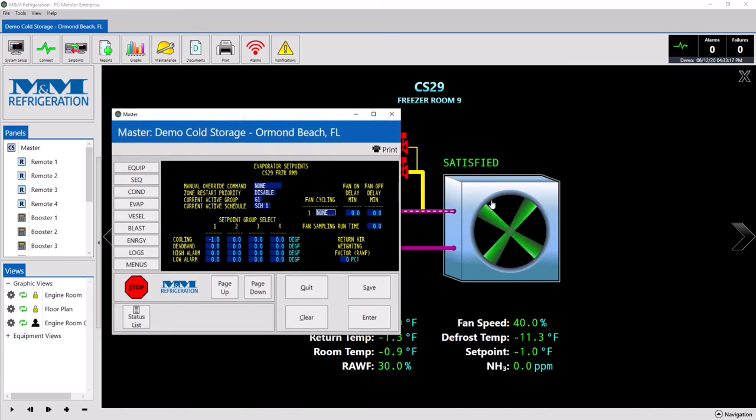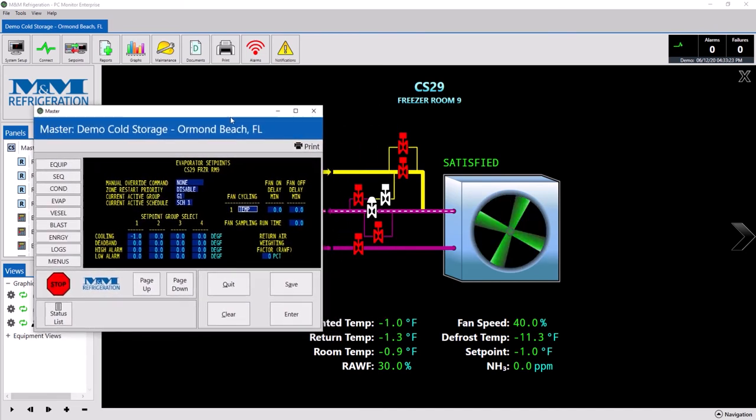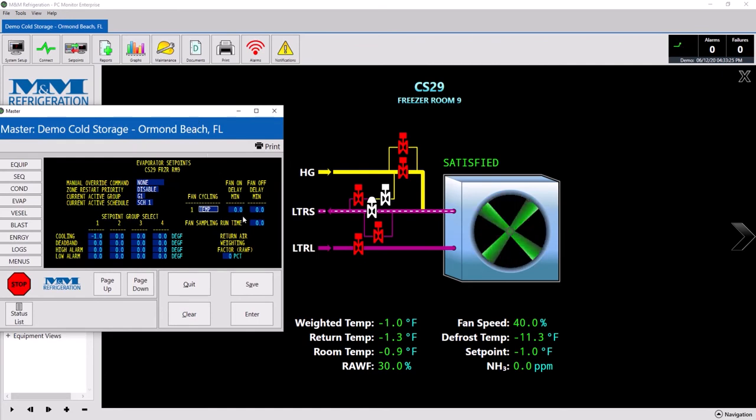Temp stands for temperature cycling. This means the fan will turn on and off with the liquid valve and use the fan on and off delays provided. When the unit starts cooling, the fan on delay is in place so that the coil can cool down and fill with liquid before pushing air into the room. Similarly, the fan off delay gives the coil time to pump all liquid out before turning the fan off.